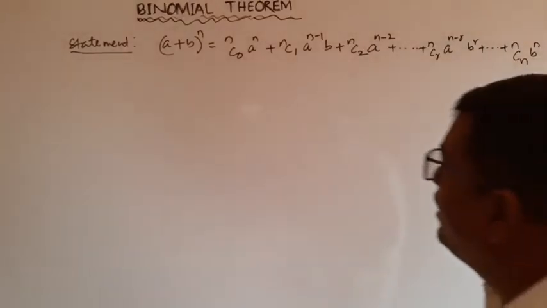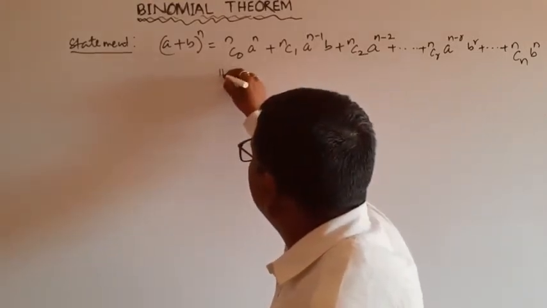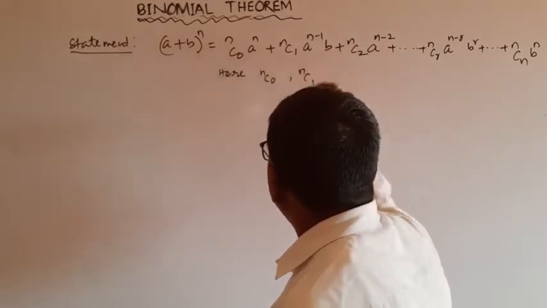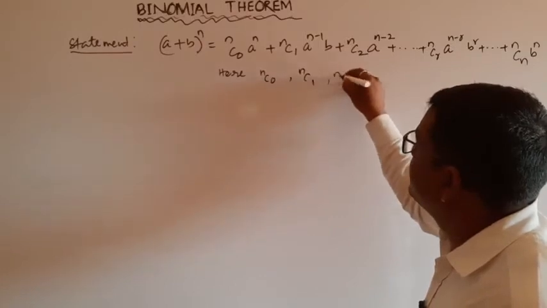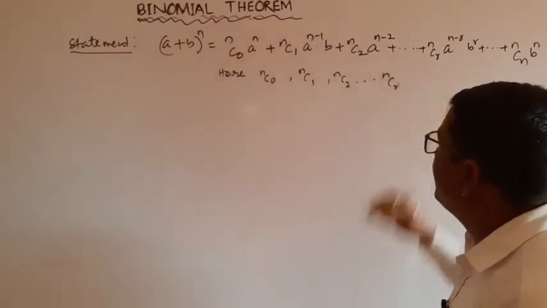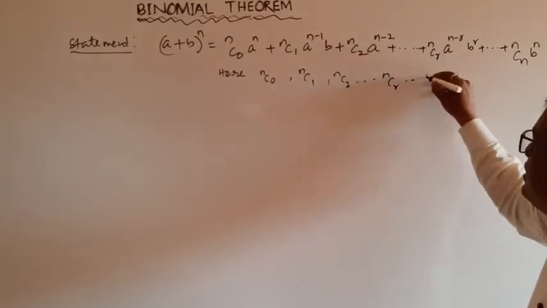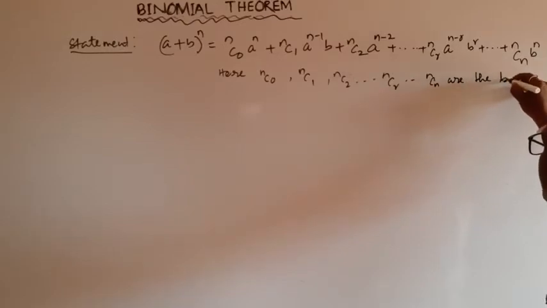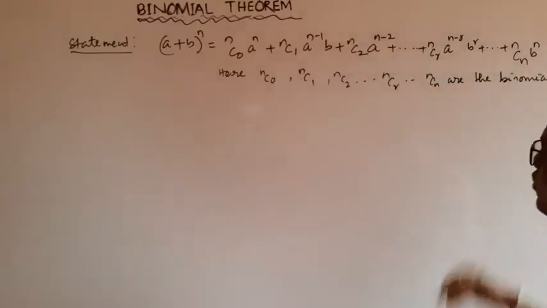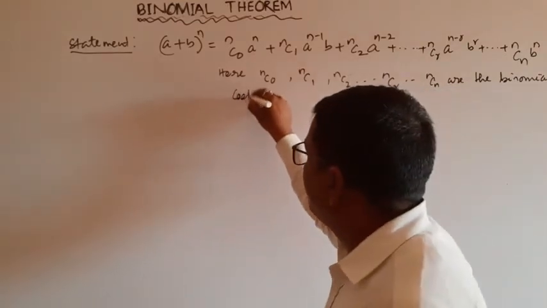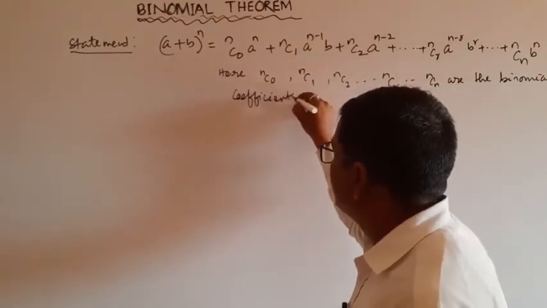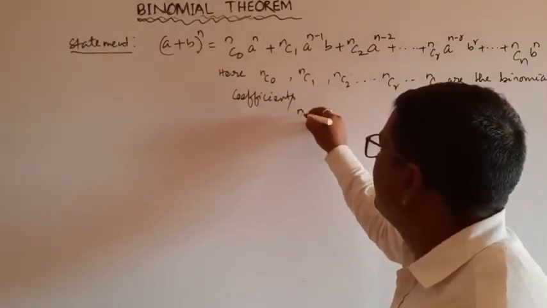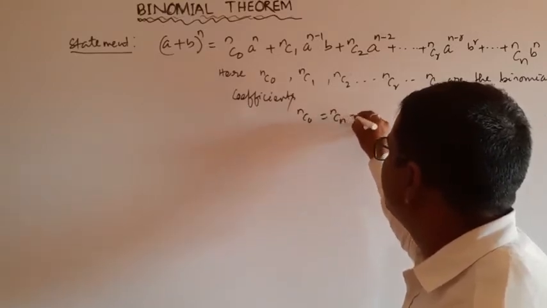Here nC0, nC1, nC2, dot dot, nCr, dot dot up to nCn are the binomial coefficients. Now what is nC0? nC0 is equal to nCn, both are 1.